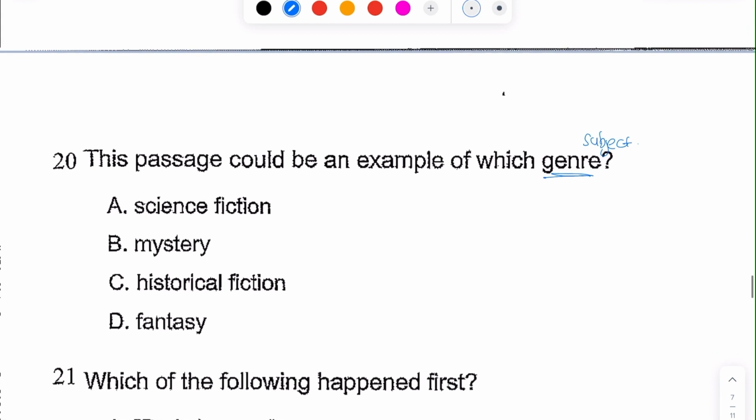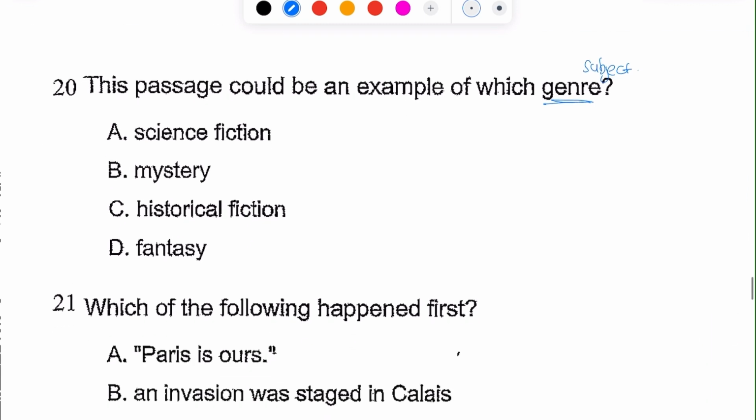So for number 20, this passage could be an example of which genre. So a genre, again, is a subject. So, of course, this isn't a science fiction or sci-fi passage, because sci-fi would have aliens and spaceships and space travel. And we don't really have that here, so it's not science fiction.